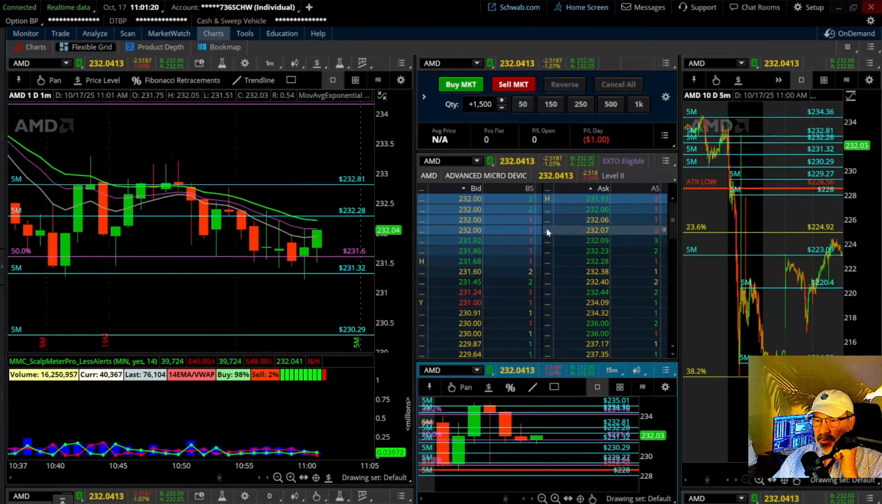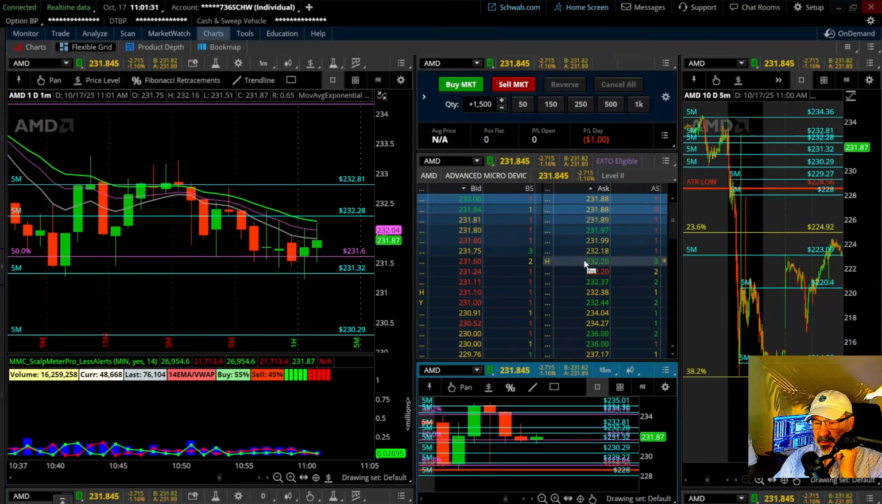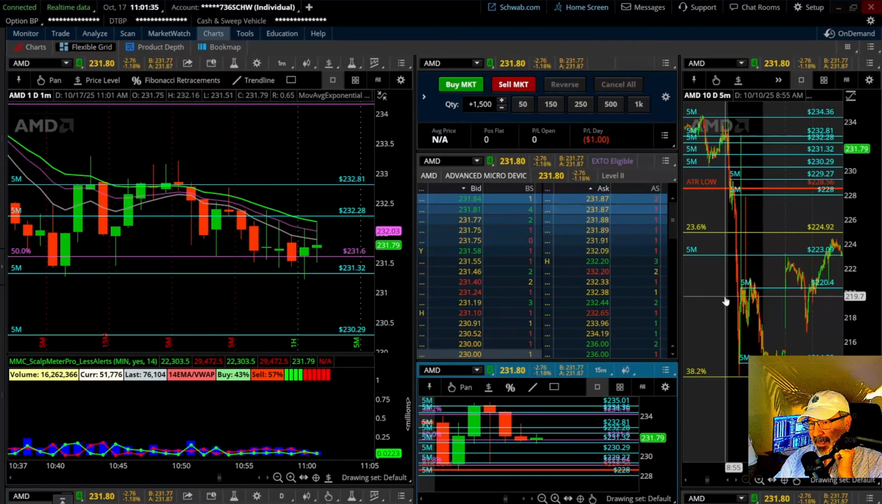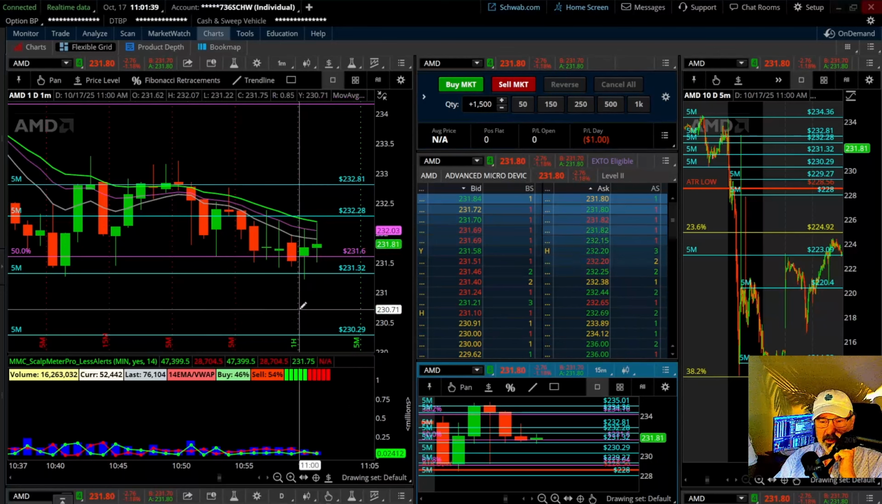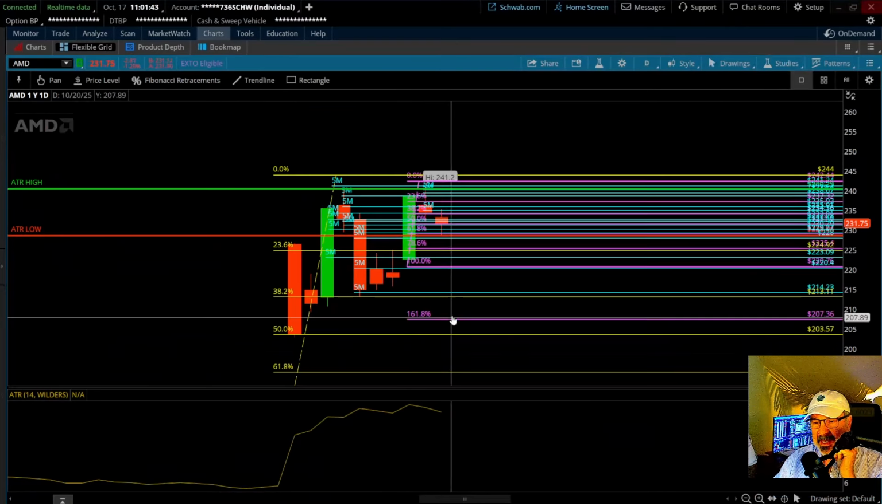I moved away from it. This is your active trader. There's the 1,500 shares. There's the reverse button. I'll be using the buy and sell market and canceling if the order for some reason isn't picked up or confused. I always have that button there. Level 2, this is a 15-minute chart, 5-minute chart, and a 5-minute chart down here reduced, a day chart down here reduced.